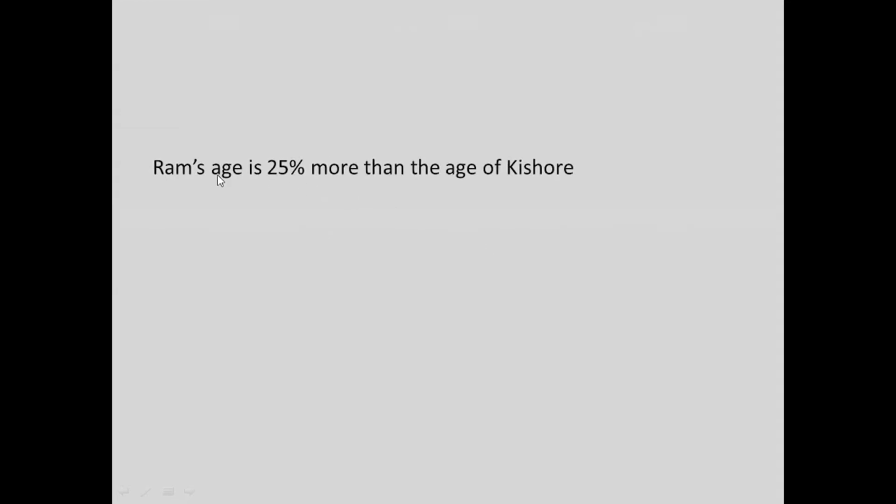Next example. Ram's age is 25% more than the age of Kishore. More than has come. That means plus. Here the reference is age of Kishore K. More than means plus. 25% is nothing but 25 by 100. 25% of reference, which is nothing but age of Kishore. 25% of means multiplication K. And then we get the age of Ram.